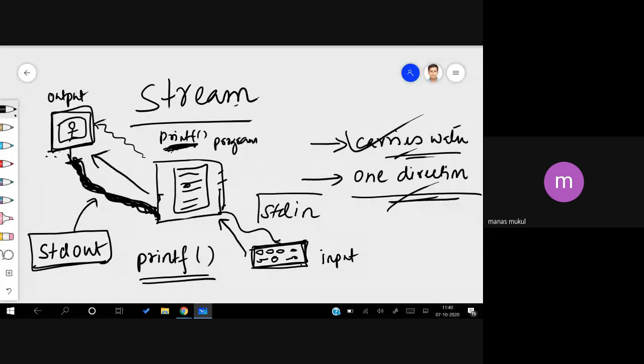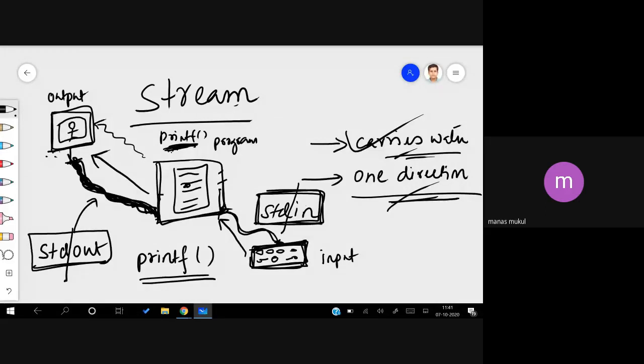What is the river or the stream which the input device uses to transfer the data, or make the data flow from here to here? That stream is your standard input stream. Okay, so how do you define input? If you look at it, it's a standard output and a standard input stream. Now, how do you define the input and output?